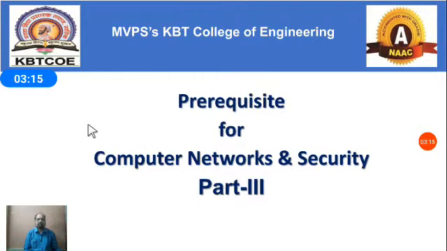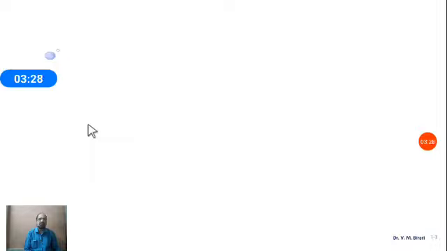Welcome you back again for the third part. In the previous lecture, we already discussed the network and the network criteria, that is performance, reliability and security. Now let's discuss the topology. Today we are going to learn about the physical topology used in computer networking.